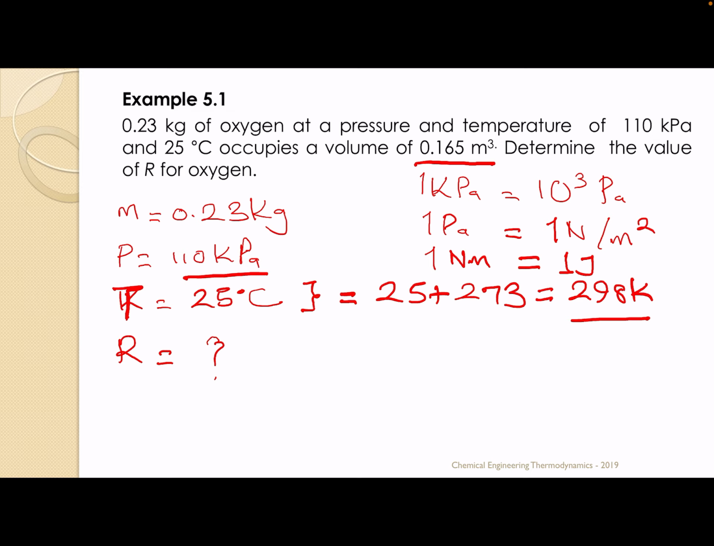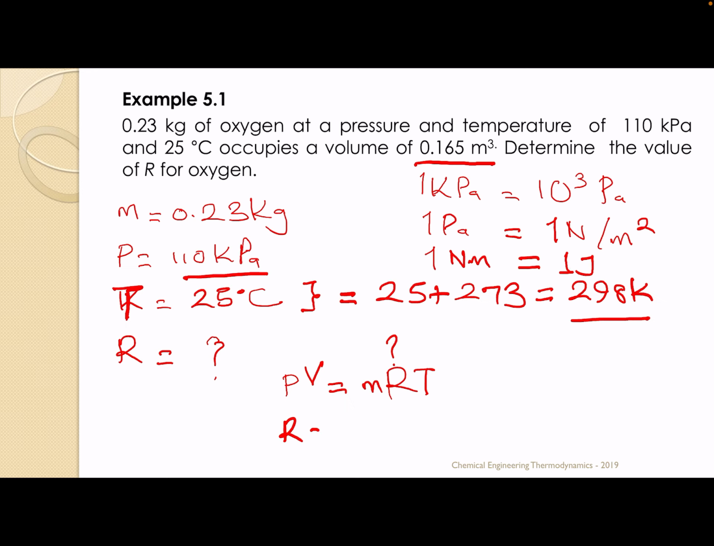And also, seeing what we've been given and what we're looking for, it should easily come to mind that the equation we'll be using will be PV = mRT. P is pressure, V is volume, m is mass, R is what we're looking for, and T is temperature, which we've been given. So if we make R the subject of the formula, we should have R = PV over mT. So then our R becomes, let's plug in all the values we've been given.